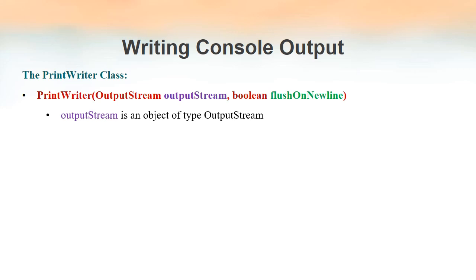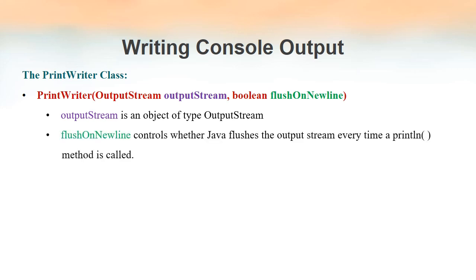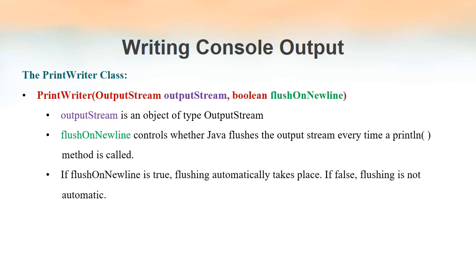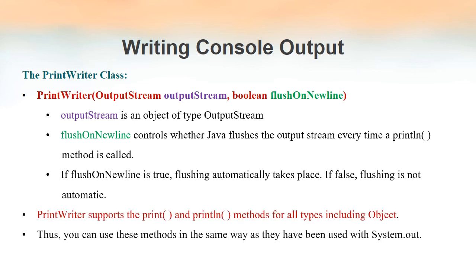We all know that boolean values can be either true or false. This boolean value controls whether Java flushes the output stream every time a println method is called. Flushing means it removes all the current existing data in that stream. If it is true, then this flushing takes place automatically. If it is false, it does not take place automatically. It has to be done manually. And this PrintWriter class makes use of both the print and println methods available with the System.out standard output stream. So we can use those methods as we used in the case of System.out along with this PrintWriter class.